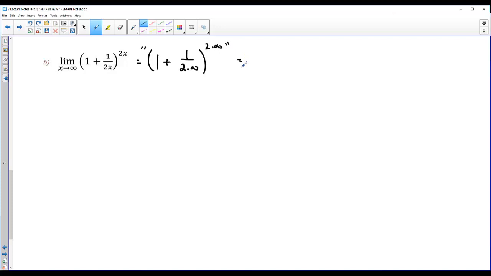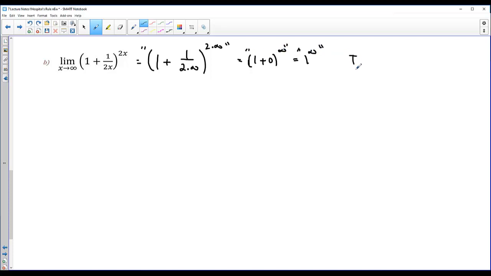So what can I do? What I have here is 1 plus 1 over 2 times infinity. So that's like 1 over infinity, which is like 0. So basically you have kind of like 1 plus 0 here. And then 2 times infinity, you can just write that as infinity. And so we wind up with 1 to the infinity. And so this is another type of indeterminate form.